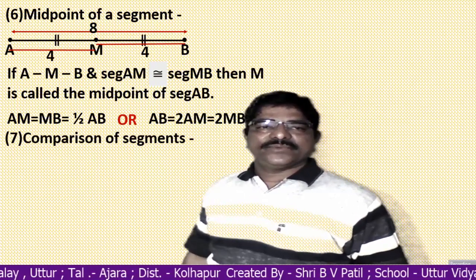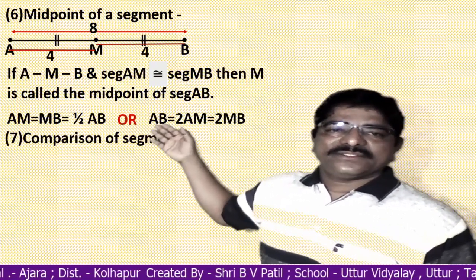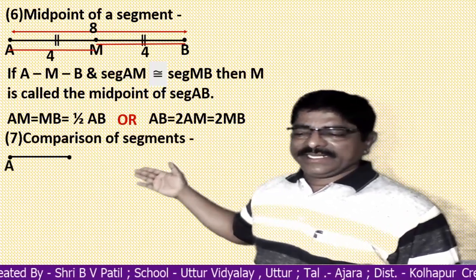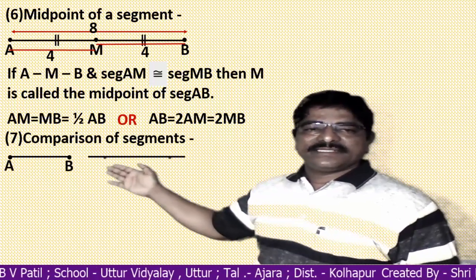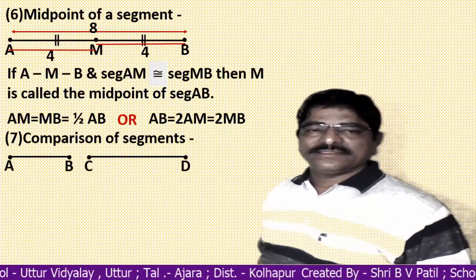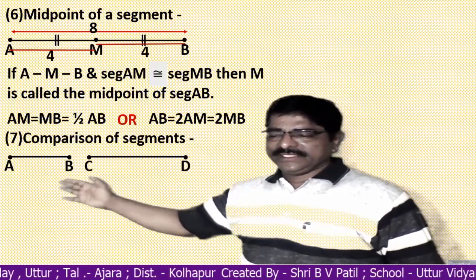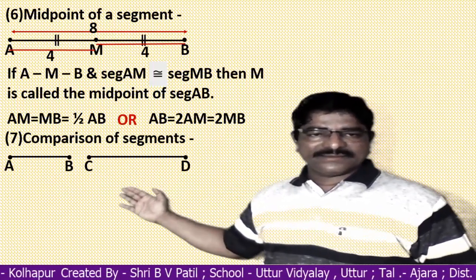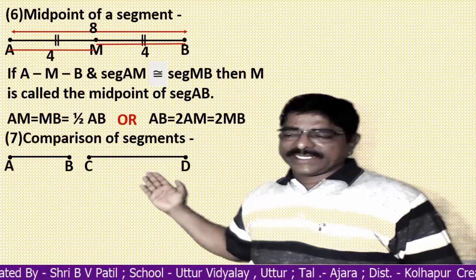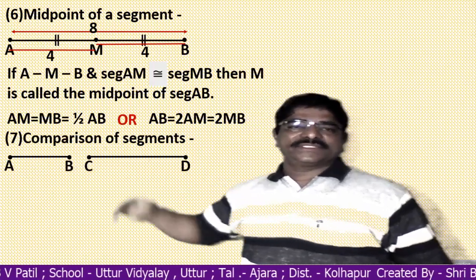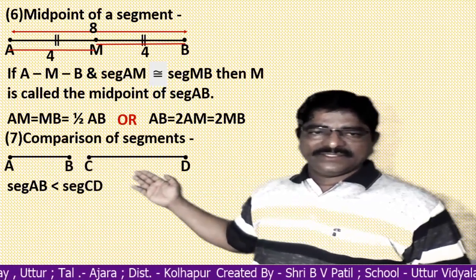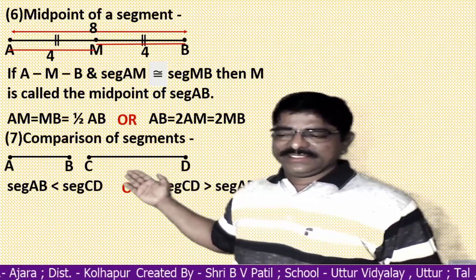Then the seventh point is comparison of segments. Here the first segment is AB and the second segment is CD. What is the relation between these two segments? The first segment is smaller than the second, or in reverse order, the second is greater than the first. That is, segment AB is less than segment CD, or in reverse order, segment CD is greater than segment AB.